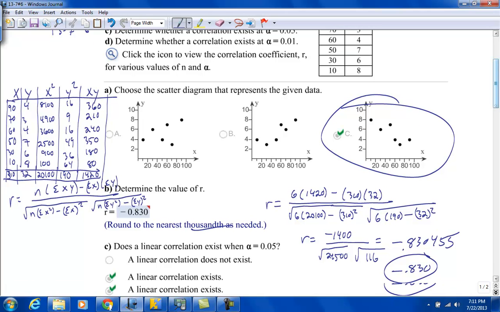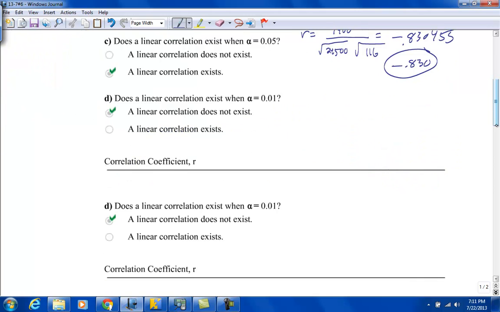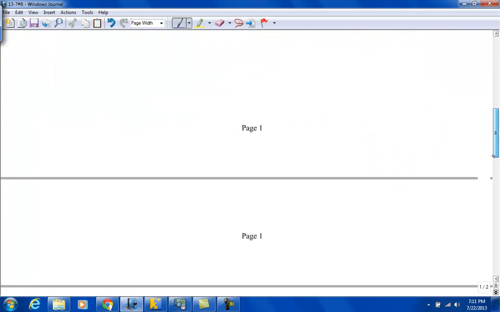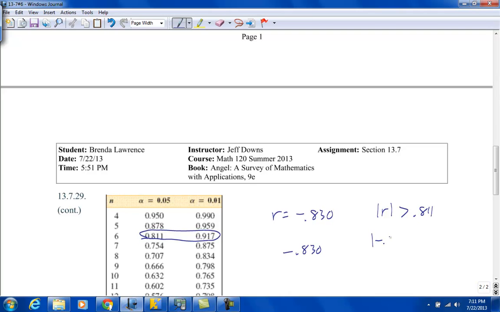Now the next part of this problem asks for correlation at 0.05, then 0.01. So we are going to go down here and look at the chart and determine what the values are in the chart. There they are. So our R is negative 0.830. Now I think the book may do it where you do the absolute value of R. Is that going to be greater than 0.811?